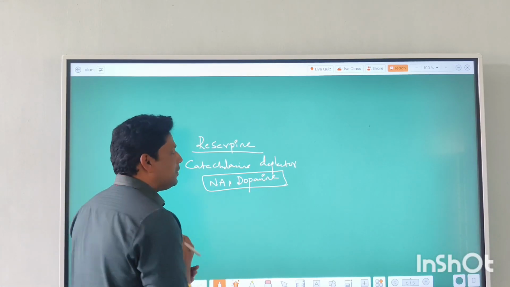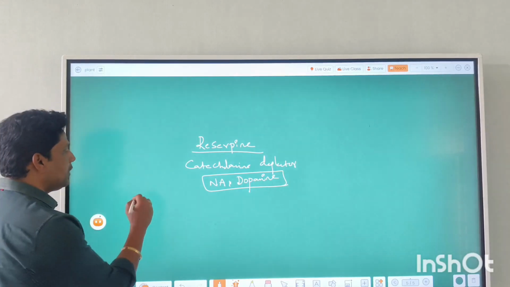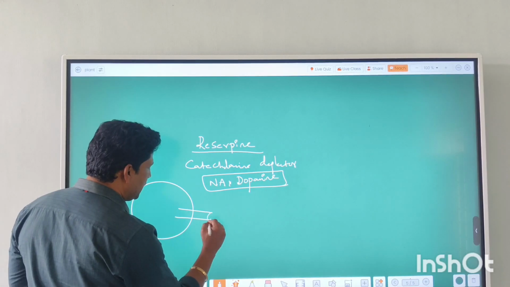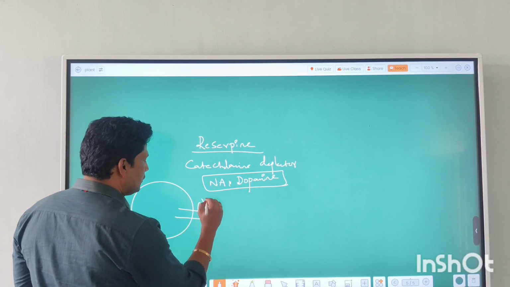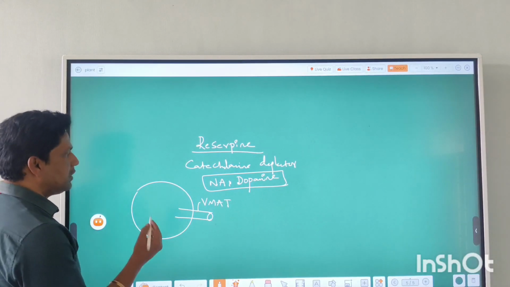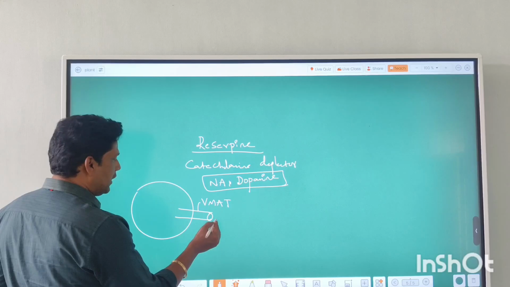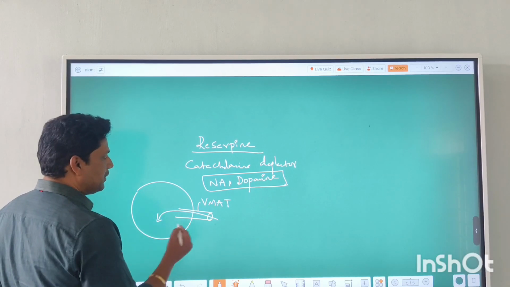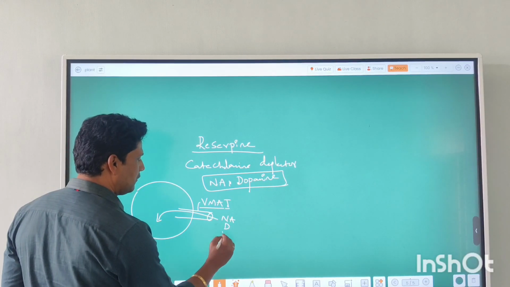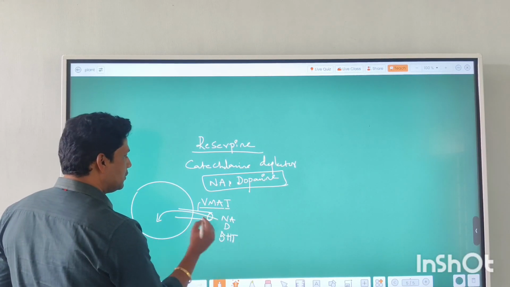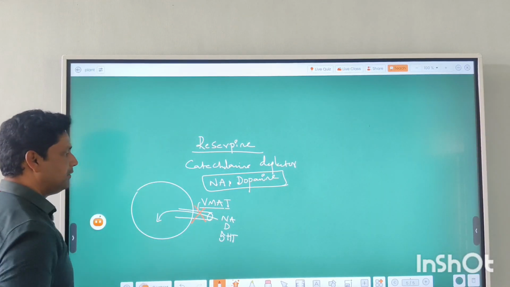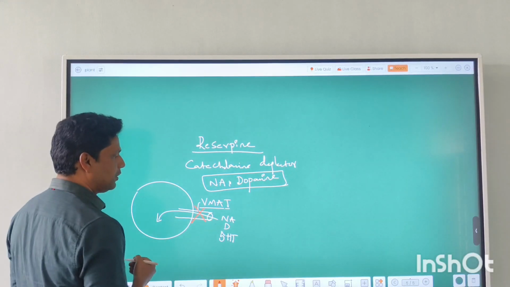Reserpine inhibits the entry of noradrenaline and dopamine into the synaptic vesicle by inhibiting a transporter known as vesicular monoamine transporter, that is VMAT. Generally the neurotransmitters enter into the synaptic vesicle with the help of VMAT, noradrenaline or dopamine or 5-HT. This action is inhibited by reserpine. It inhibits the VMAT transporter.